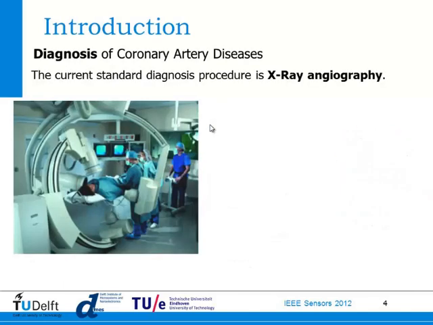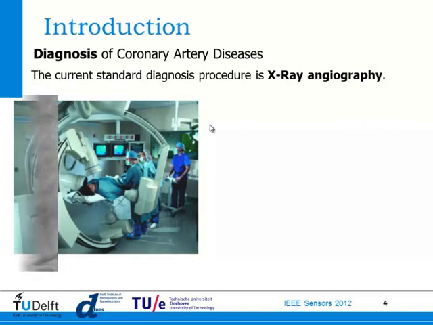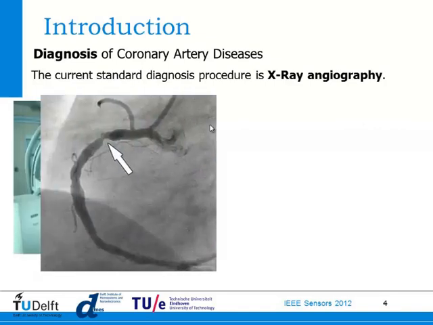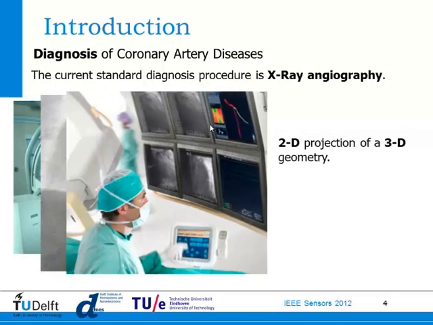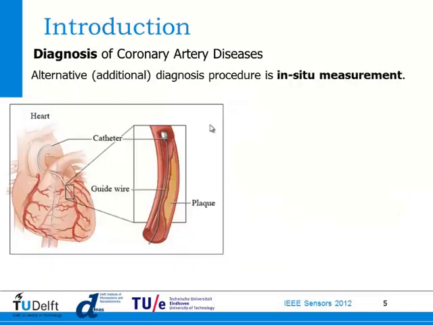The main standard diagnosis procedure is an X-ray angiography, where the doctor makes an X-ray picture of your coronary artery, and you see here clearly. So this is the artery, and you can clearly see here the stenosis. But the drawback of this method is that you make a 2D projection out of a 3D geometry, so that can lead to under or overestimation of the stenosis.